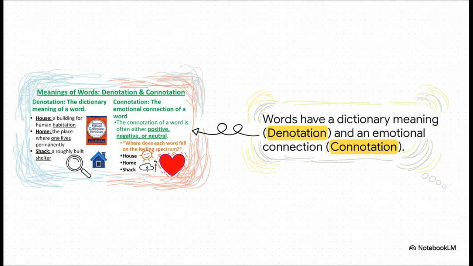To really get this, you need to know that words basically have two different kinds of meaning. First, there's denotation. That's the boring, literal dictionary definition. A house, a shack, and a home are all buildings where people live. But then you've got connotation. That's the emotional baggage a word carries. House is pretty neutral. Shack feels negative, right? It makes you think of something run down. But home, that feels warm, safe, and positive. Same basic meaning, totally different feelings.